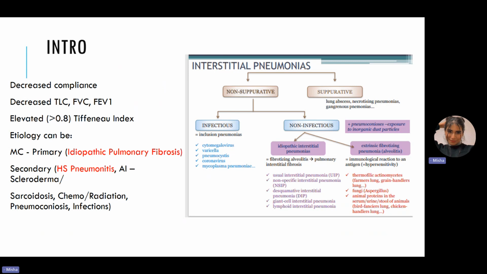Okay. Now, furthermore, you also need to know the etiology. Obviously, etiology is very, very important. So most commonly, it can be either primary, such as idiopathic pulmonary fibrosis, or secondary, such as hypersensitivity pneumonitis. It can be autoimmune, such as scleroderma, sarcoidosis. It can be chemo, radiation, pneumoconiosis, or even so many infections that we know, bacterial, viral, that can also lead to these kinds of restrictive lung diseases, right?